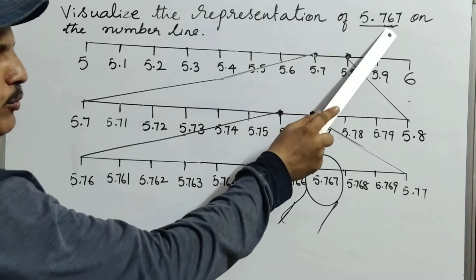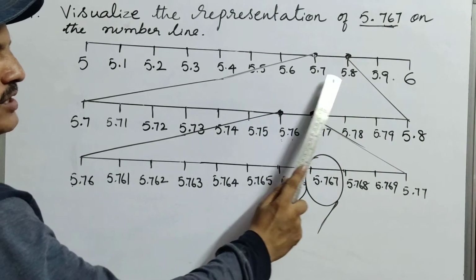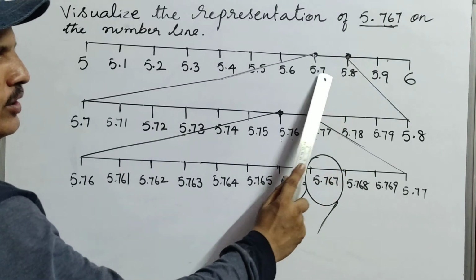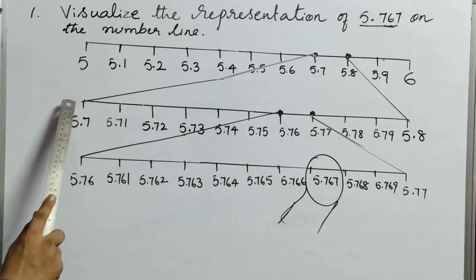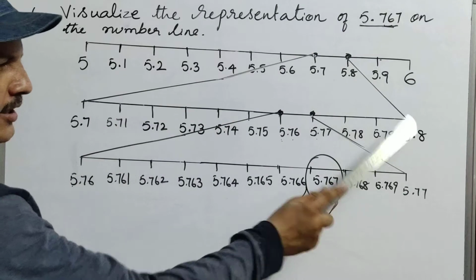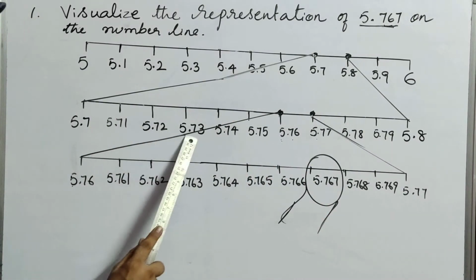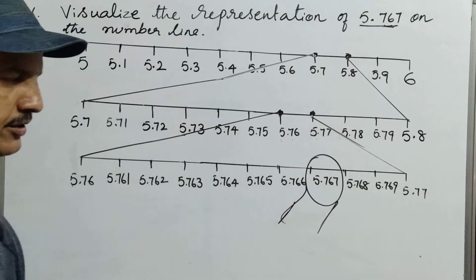That means 5.76 will lie between 5.7 and 5.8. So mark these two points and draw here like this. And write this one as a starting one and this one as ending. Again, 5.7, 5.71, 5.72, 5.73, 5.74, 5.75, 5.76, 5.77, 5.78, 5.79, 5.8.